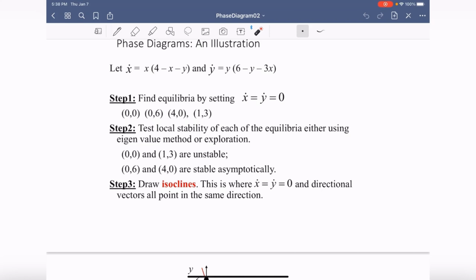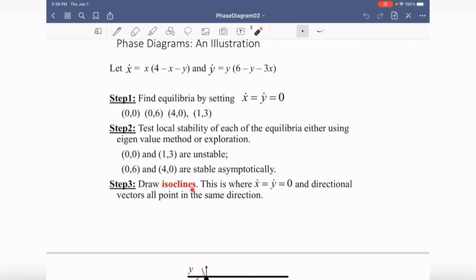We find equilibria by setting x dot equal to y dot equal to 0, and we find that there are four equilibrium points: (0, 0), (0, 6), (4, 0), and (1, 3). So we're going to test local stability in step 2 of each of the equilibria, either using an eigenvalue method or exploration. It turns out that (0, 0) and (1, 3) are unstable, and we're going to show that, and (0, 6) and (4, 0) are asymptotically stable.